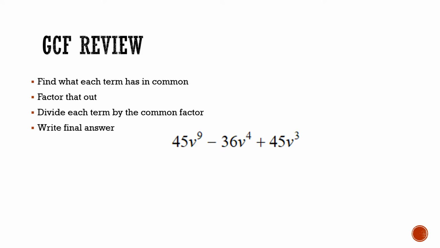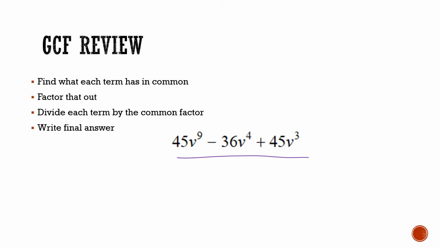So to review greatest common factor, remember you are finding what each term has in common. Okay, so you'll then want to factor that out, and remember when we factor out, we are dividing each term by that common factor. And so then we have to write our final answer. So when I take a look here at this problem, okay, I see I have a 45, a 36, and a 45.